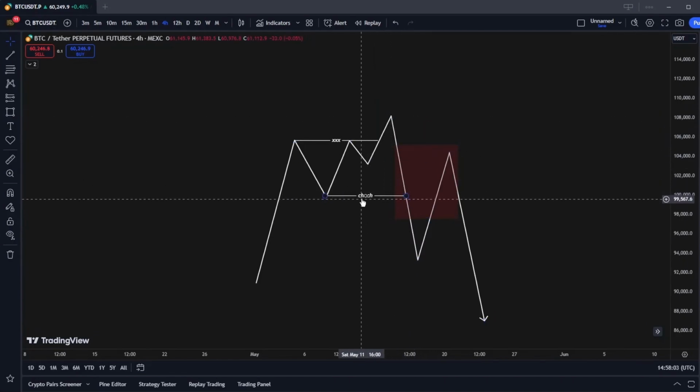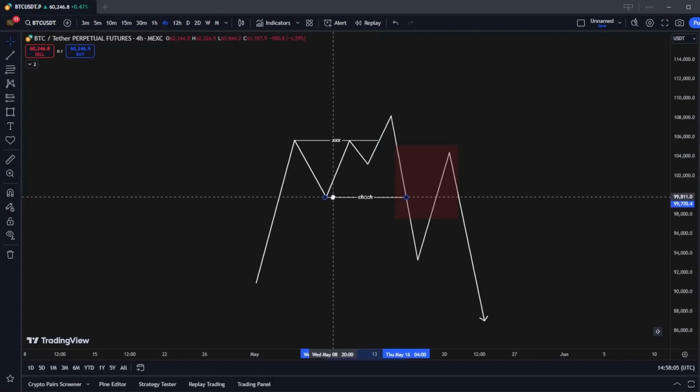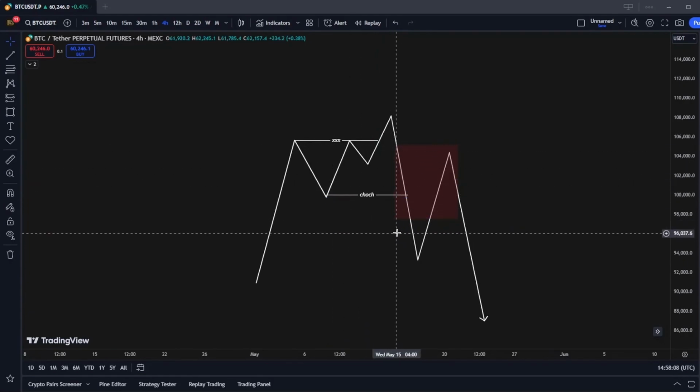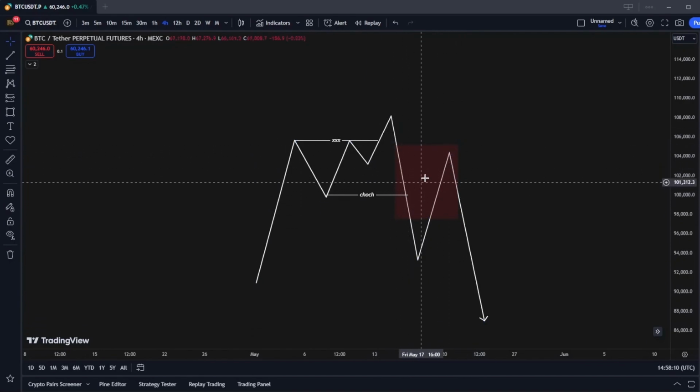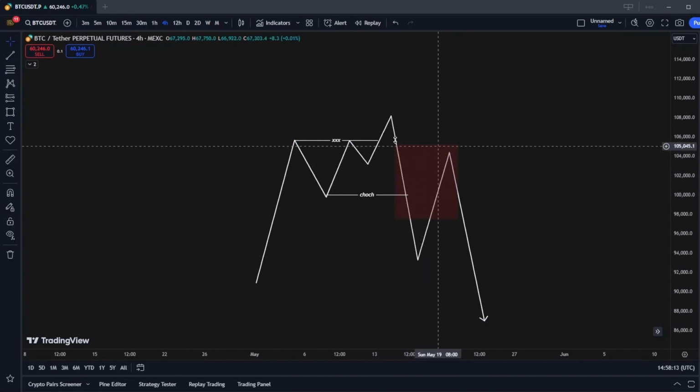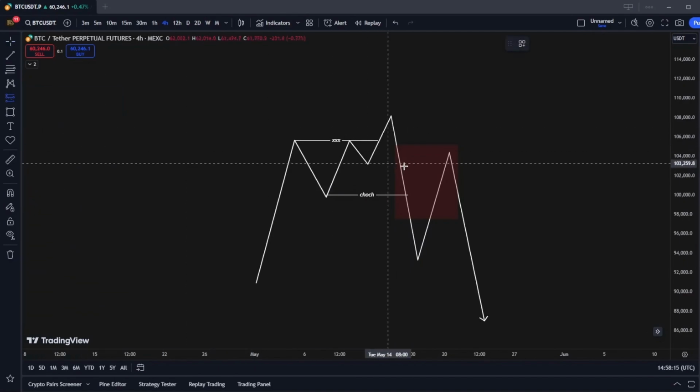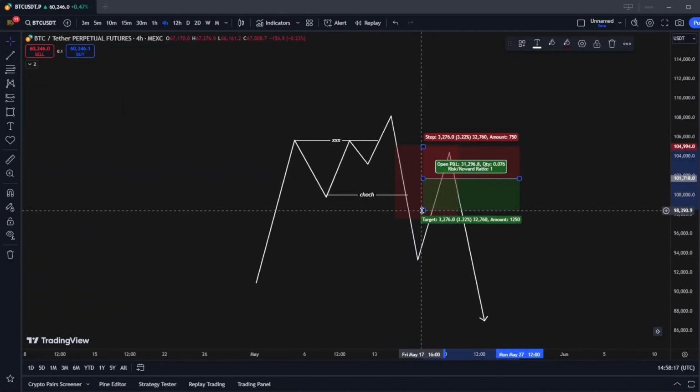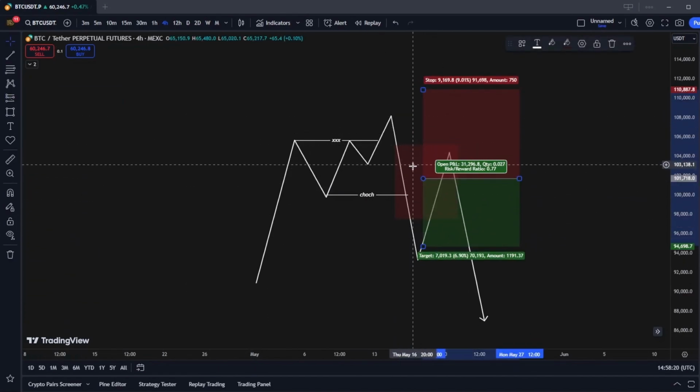This will usually result in a change of character from this low right here, and during all of this there will usually be a fair value gap right here. Then once we see a slight retracement, we need to find our entry either at the 50% of the fair value gap or 100% of the fair value gap.